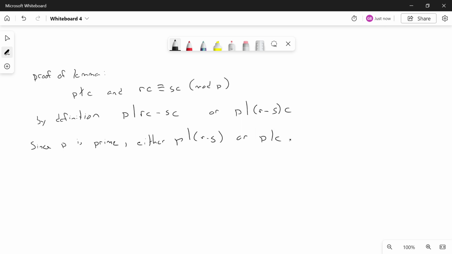But here's our problem. We already know from the assumptions of the lemma that P does not divide C. Since P does not divide C by assumption, then P has to divide the difference R minus S, which again implies that R is congruent to S mod P. And that's our proof.